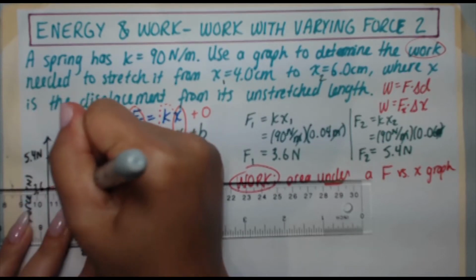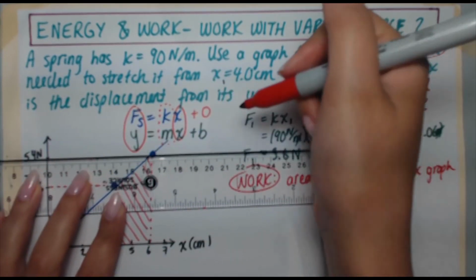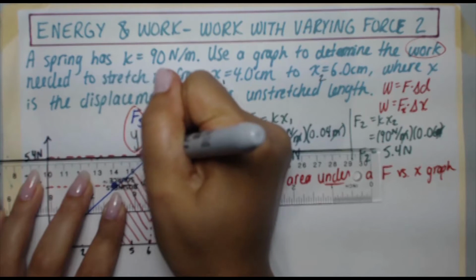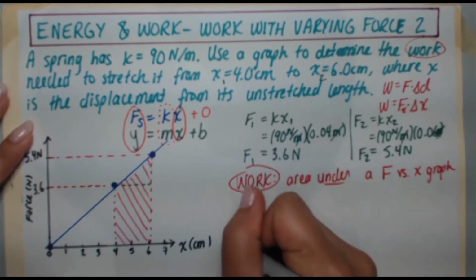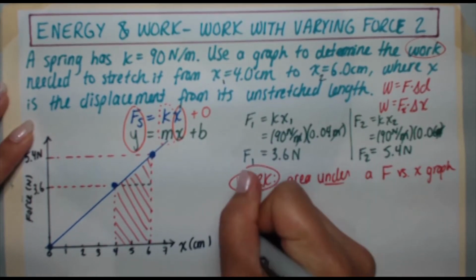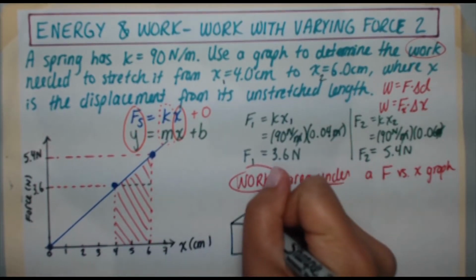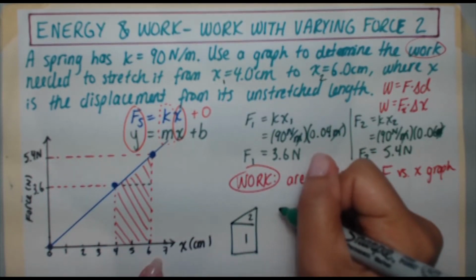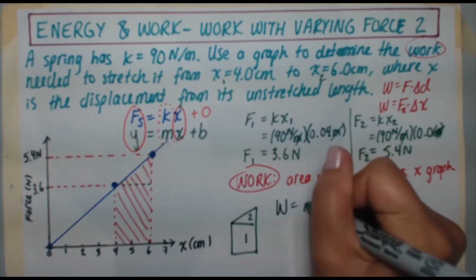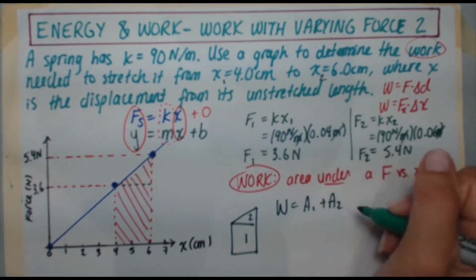So if I actually go like that, I've got a triangle and a rectangle, rather. Okay, so I'm just going to connect these points so it's more visible. So that x corresponds to this force. This x corresponds to that force. Okay, so let's find out what these 2 equal. Okay, so essentially the shape we're dealing with here is this. Okay, so let's call the top 2, let's call the bottom 1. So the work to extend it from 4 to 6 is equal to area 1 plus area 2.